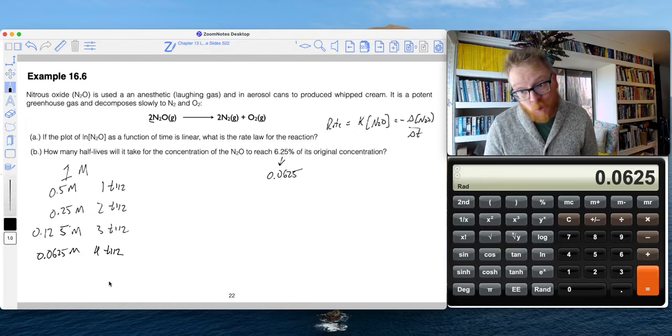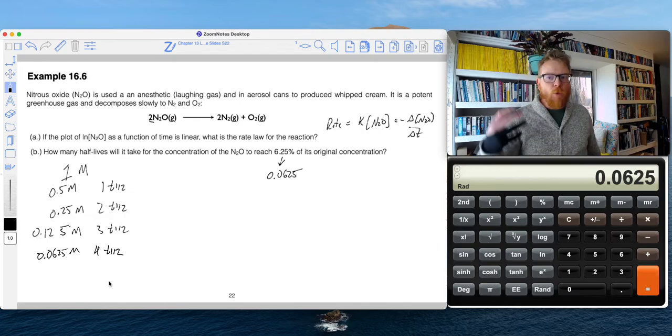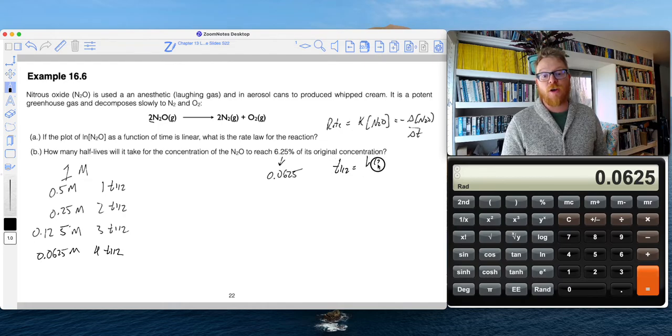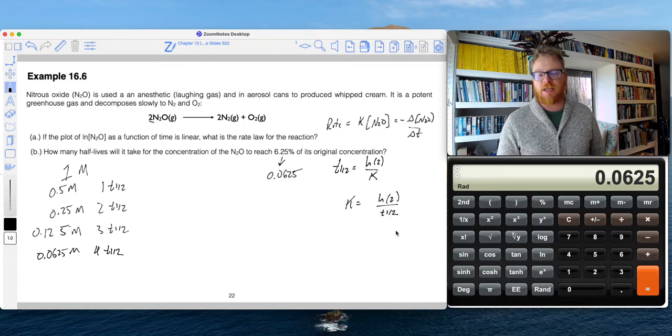So what if we didn't have this nice even number? Like, how would we do it? Well, there's a couple different ways. I'm going to show you what I think is the most straightforward based on all of the other problems that we've done. So for one, we recognize half-life is the natural log of 2 over k, or in other words, k equals the natural log of 2 over t 1/2.